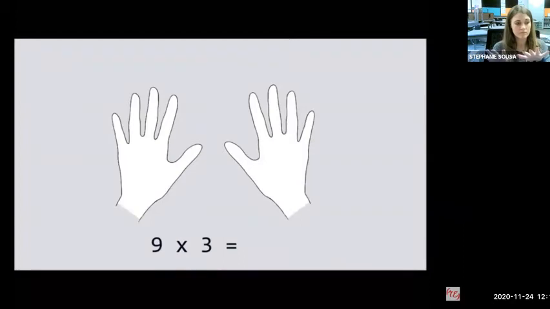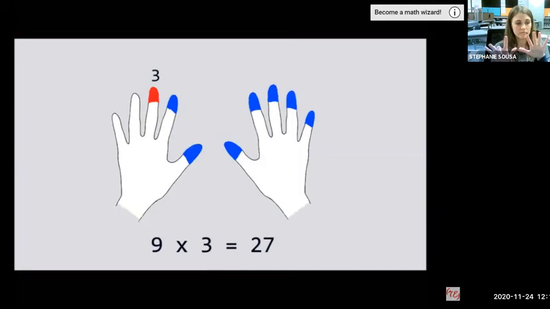We'll start with our left pinky and count along our fingers to 3. 1, 2, 3. Next, we'll count the number of fingers to the left of 3. There are 2, so we will put a 2 in the tens place. Now we will count how many fingers are to the right of 3. There are 7, so we put a 7 in the ones place. So our final answer is 27.